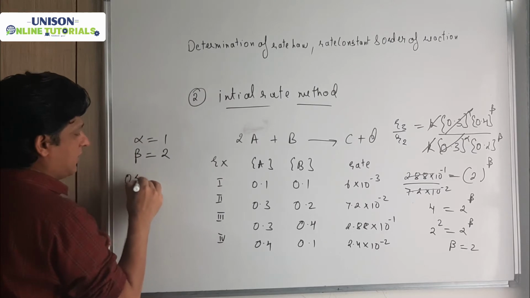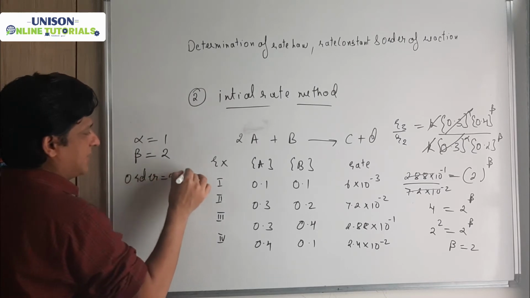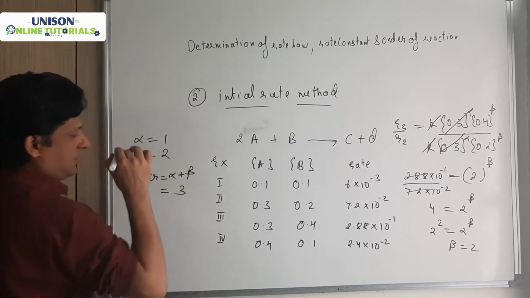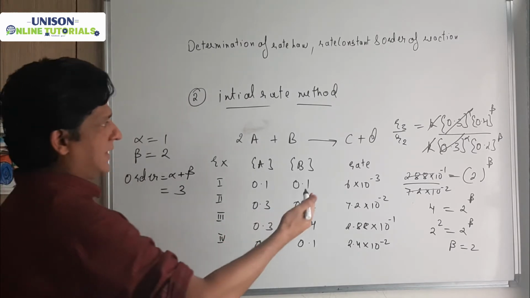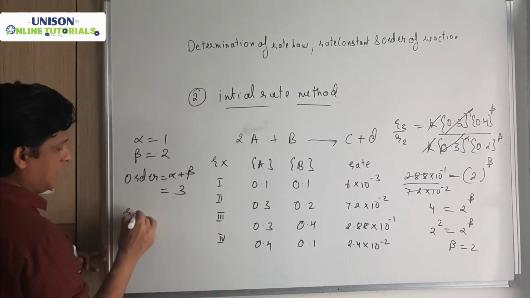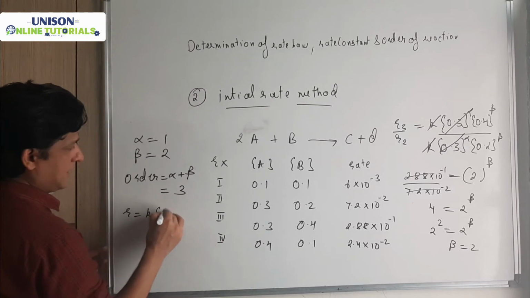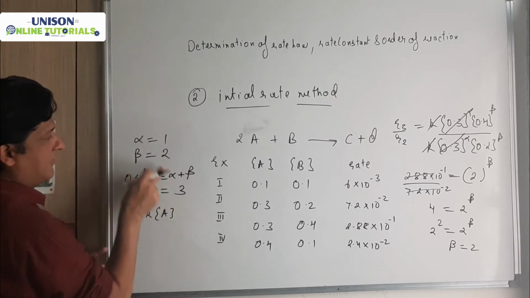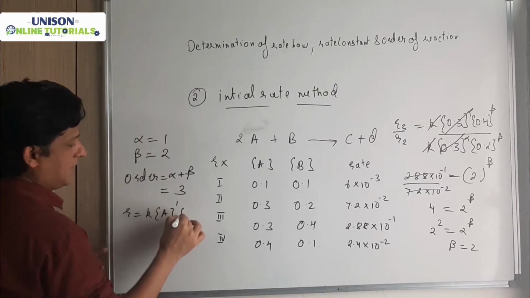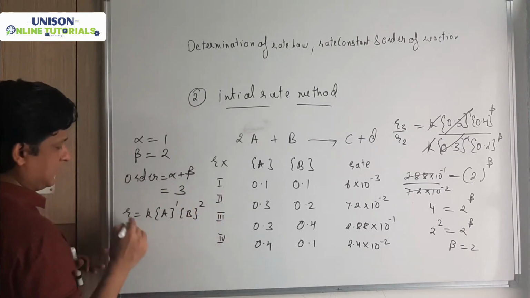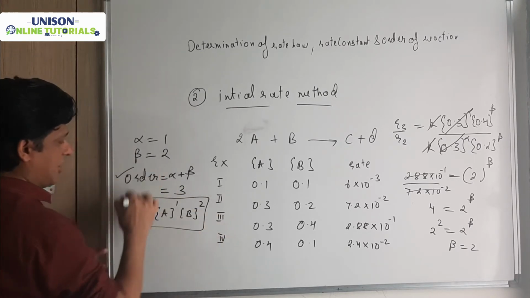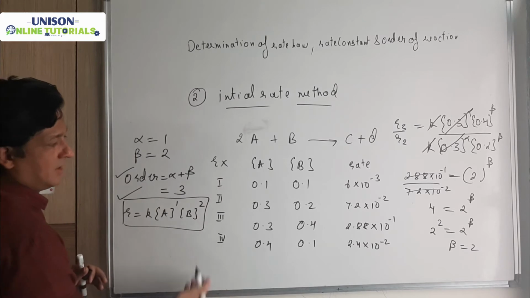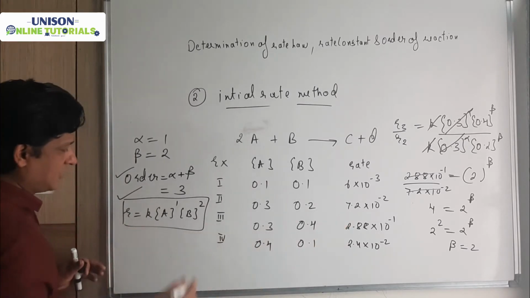So what is the order? Order is the sum of exponents, alpha plus beta, that is 3. Clear? Similarly, we can now write the rate law. Rate law is equal to k [A] raised to power alpha, that is 1, [B] raised to power 2. This is your rate law. This is the order, this is the rate law, and by putting values in any one equation we will also find the rate constant.